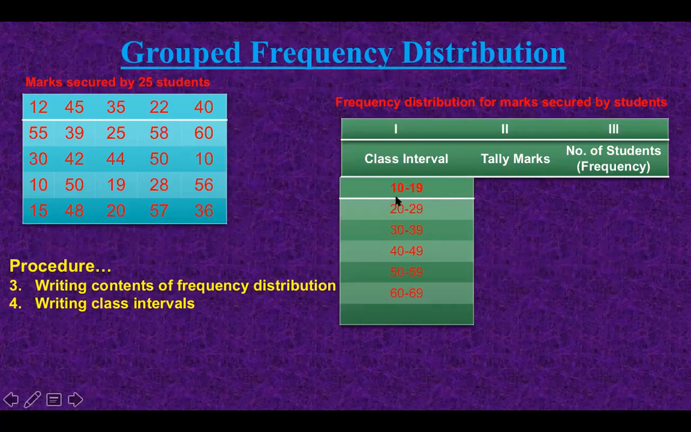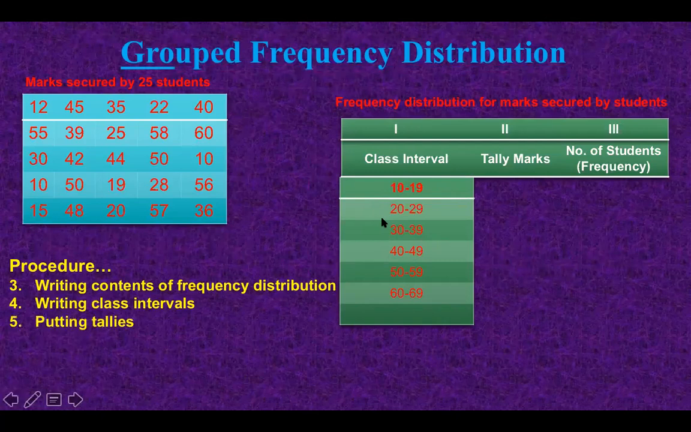The size of the class interval is the difference between the upper limit of one class and the upper limit of another class, or the lower limit of one class and the lower limit of another class. 20 minus 10 is 10. 29 minus 19 is 10.